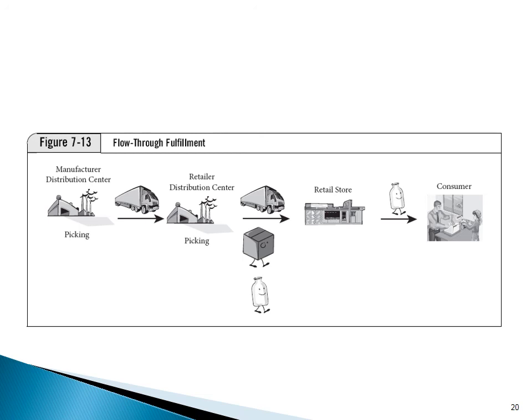The picking is done at the retail distribution level for the retail store and also for the online order. But they are not shipped directly to the customer. It goes to the retail store from where the customer can come and pick up the item. So these are some of the different options for reaching out to the customer.